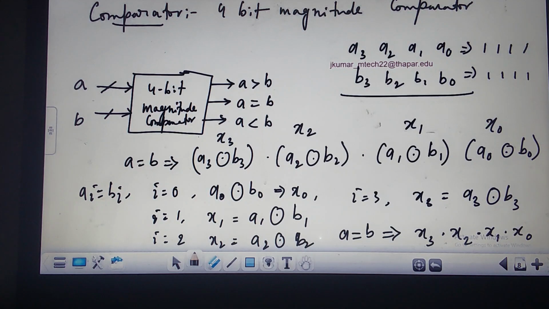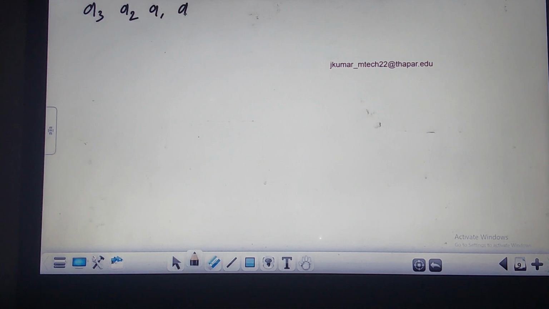What are X0, X1, X2, X3? They are the XNOR of Ai and Bi, by substituting i you get X0, X1, X2, X3. If I do the AND operation of these, I'll be getting the equal operation. Correct? Then how to write a logical expression for A greater than B? Let us take the A greater than B expression. If I take A3, A2, A1, A0, B3, B2, B1, B0.